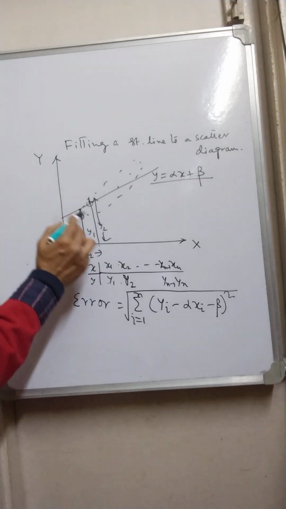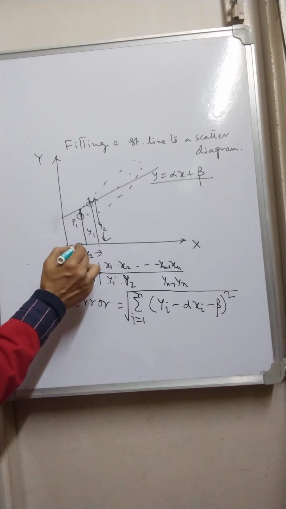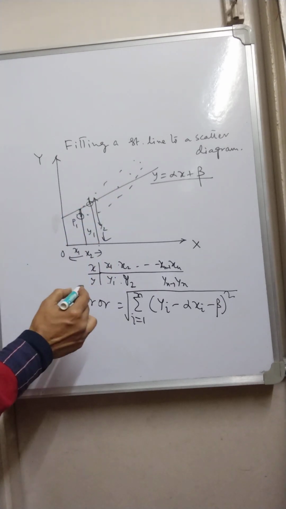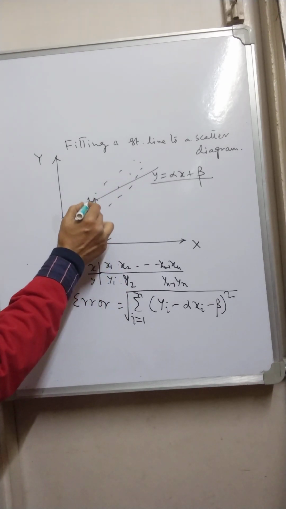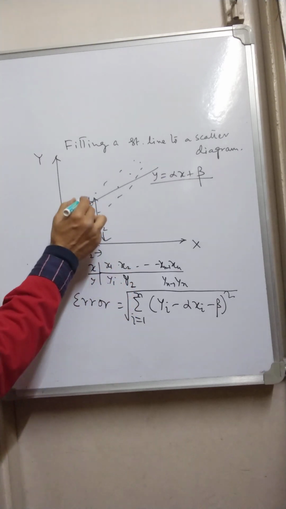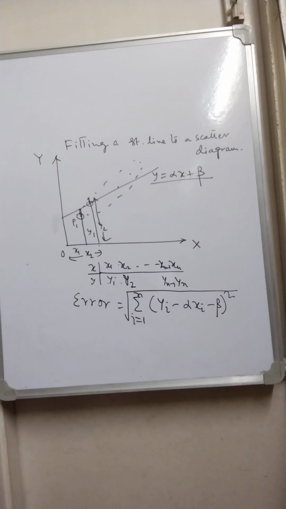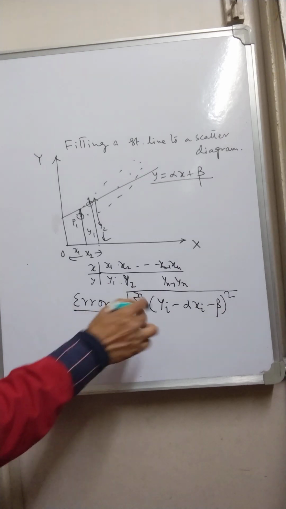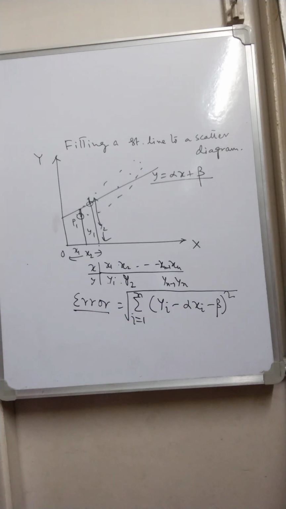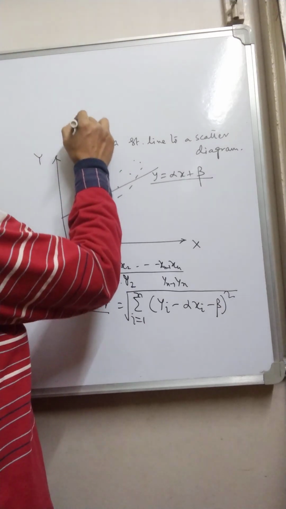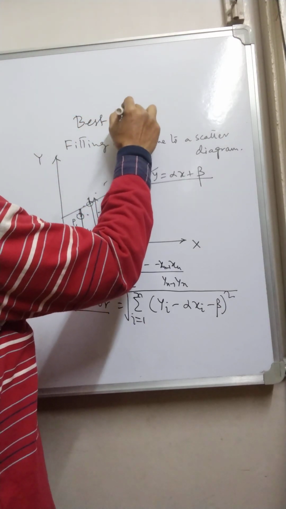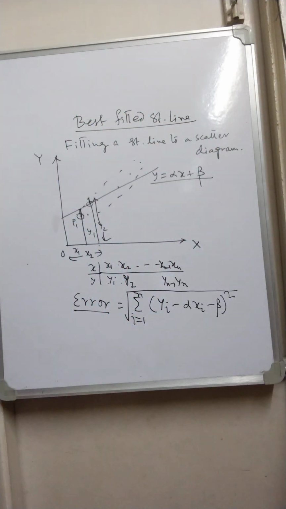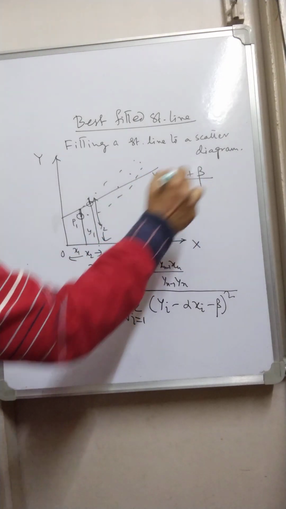In the first point, according to the tabular value, we have y1 lesser than the value of y1 fitted according to the straight line. While in the second point, the value according to the table is higher than the value fitted on the straight line. So we take the differences, square them, sum them up and take the square root. This is the measurement of the error which we would like to minimize so that the best fitted straight line is obtained, and this best fitted straight line is determined by alpha and beta.